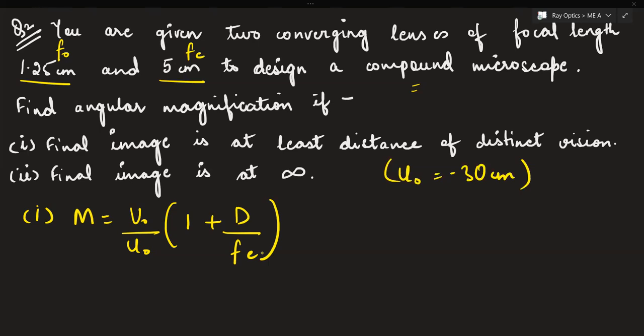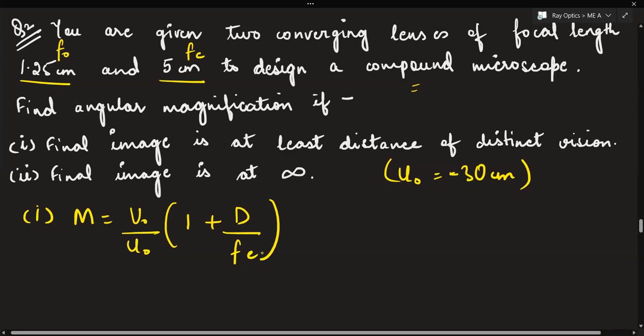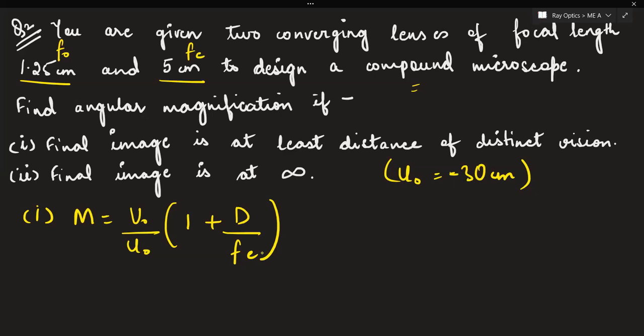This was part of a question. Minus 30 centimeters. It was given just 30 centimeters. We'll add the minus sign from our side to use sign convention. Now the only thing that is missing is V naught. So if you know F naught, which is 1.25 centimeters, and you know U naught, whose magnitude is 30 centimeters, minus 30 centimeters is the complete value. So V naught can easily be calculated using the lens formula.